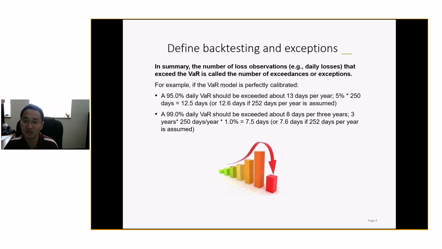For example, if the VaR model is perfectly calibrated, a 95% daily VaR should be exceeded about 13 days per year. It's calculated this way because we assume 252 days per year, and then they use 250 just to make it easy to remember. In the real FRM exam you need to use this number, but the results will be similar. A 99% daily VaR should be exceeded about 8 days per 3 years. Okay, so that's how it works here.